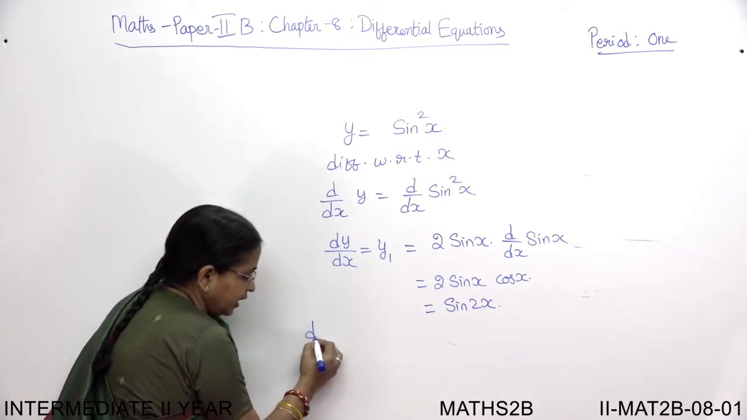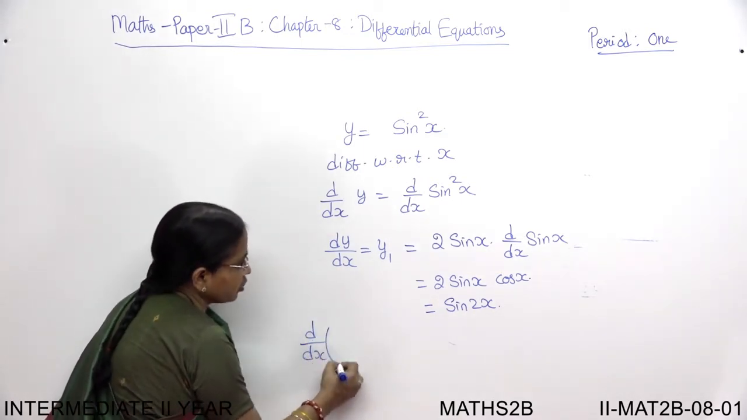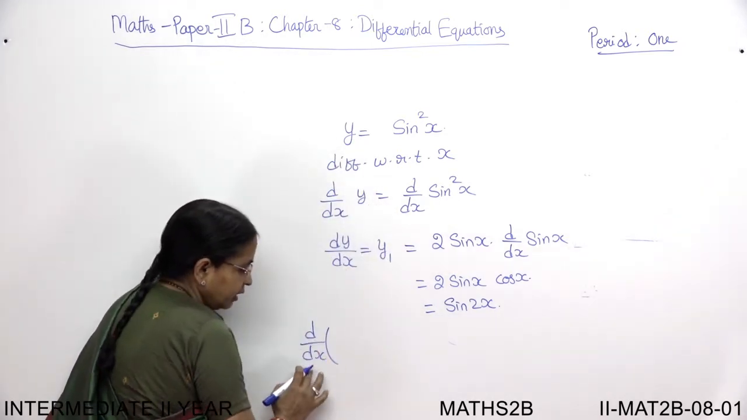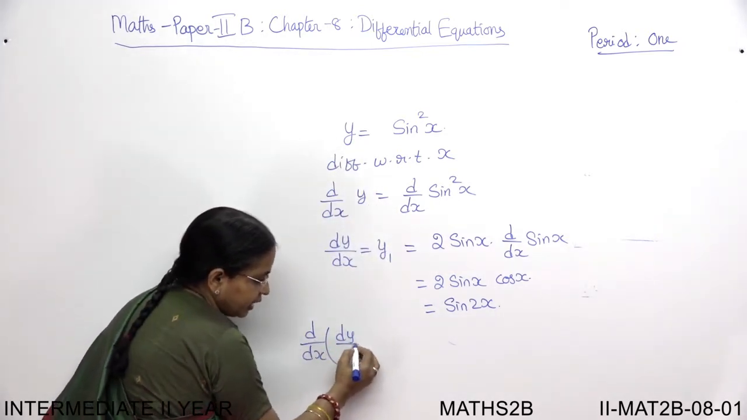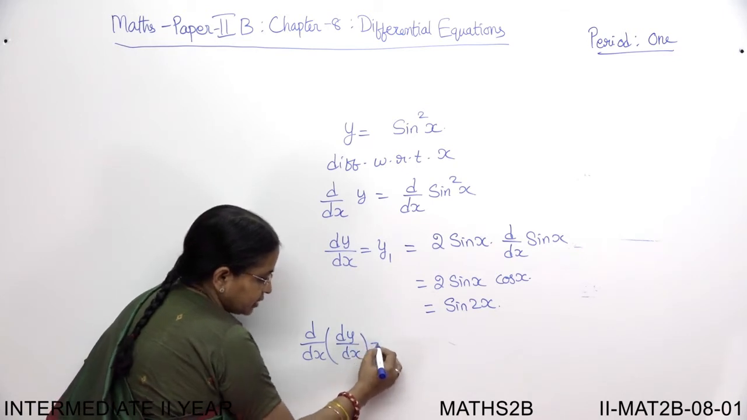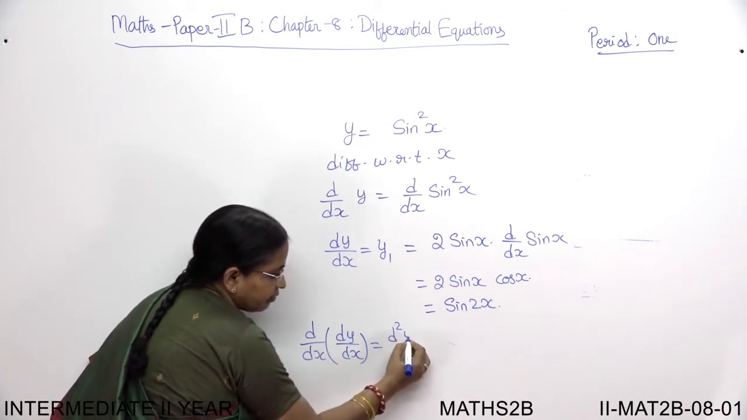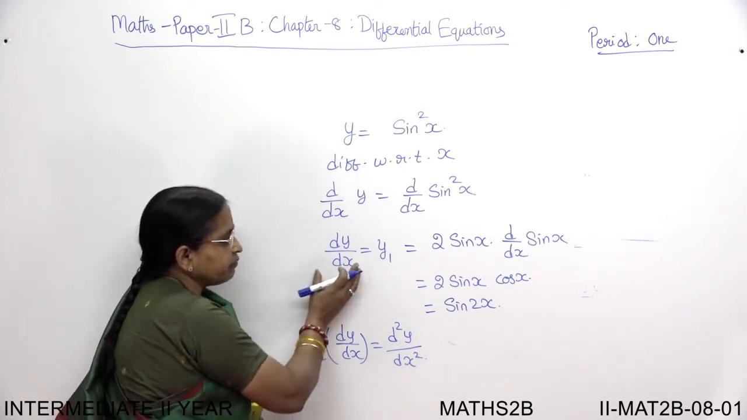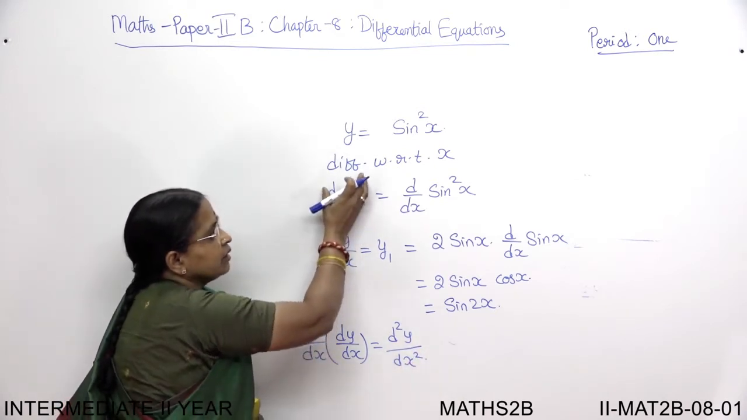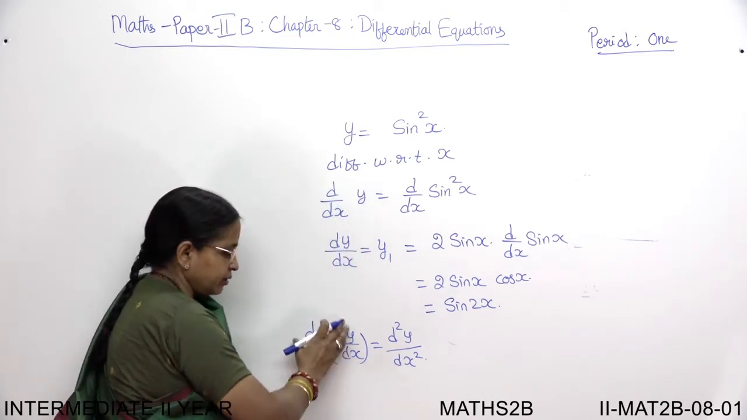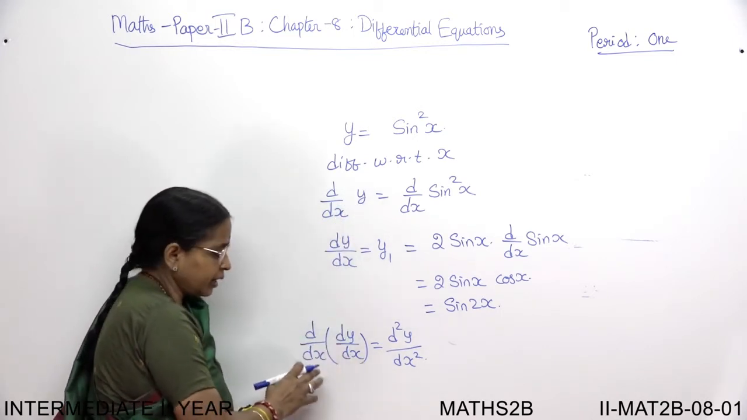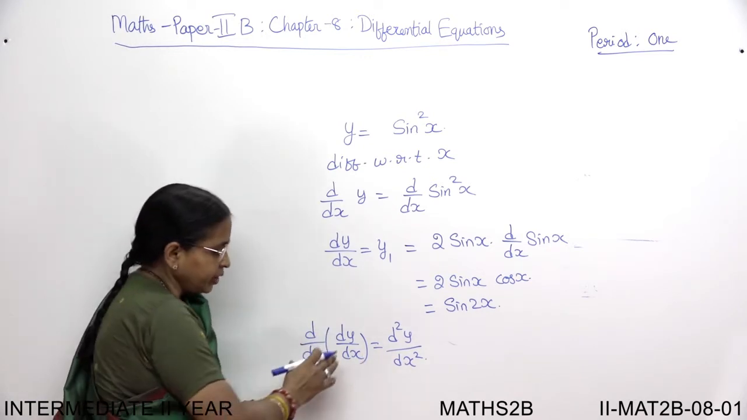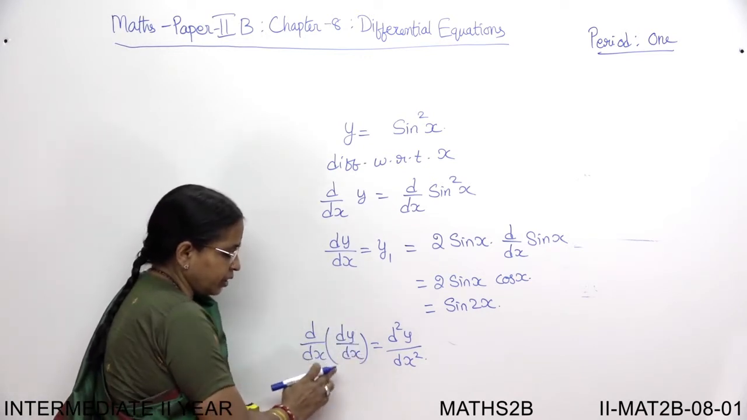That means again d by dx of y is the first derivative. D by dx of dy by dx is denoted by d square y by dx square. So this is the first order derivative, and this is the second order derivative. Second time you are differentiating successively. So this is the second order derivative.